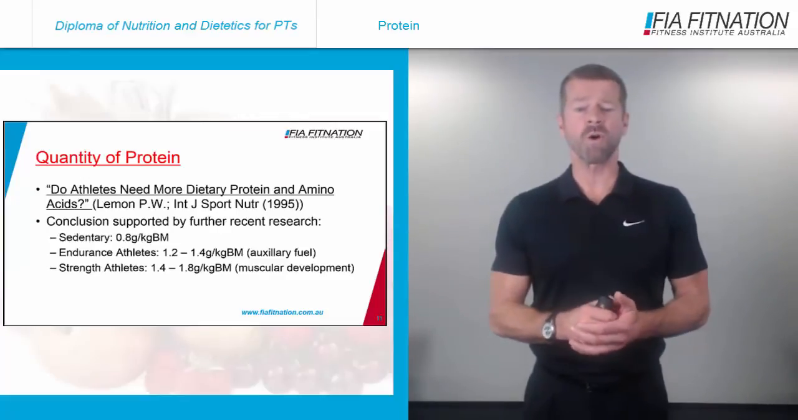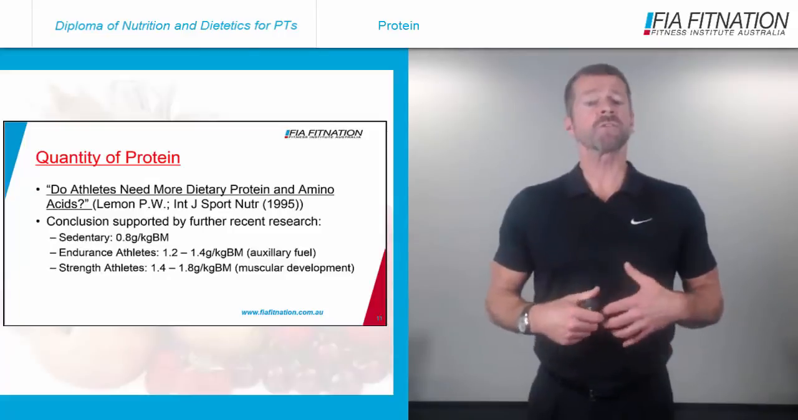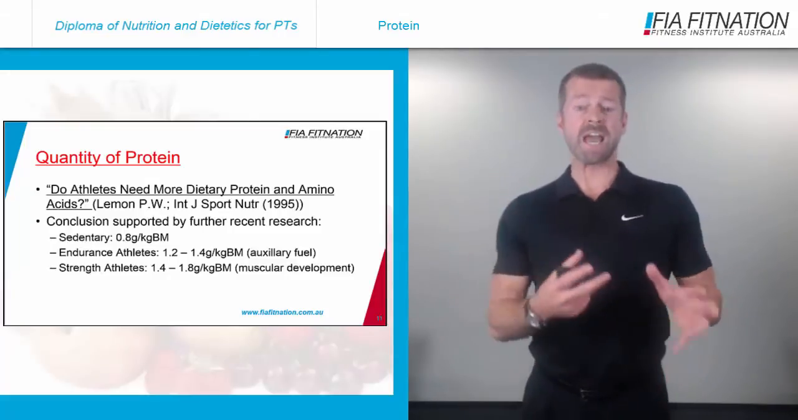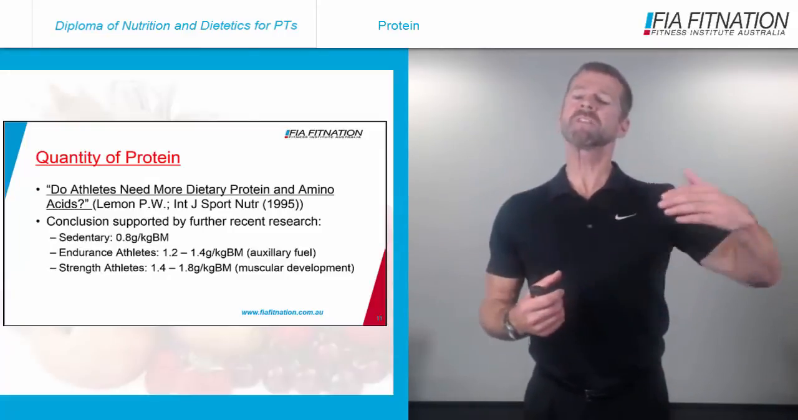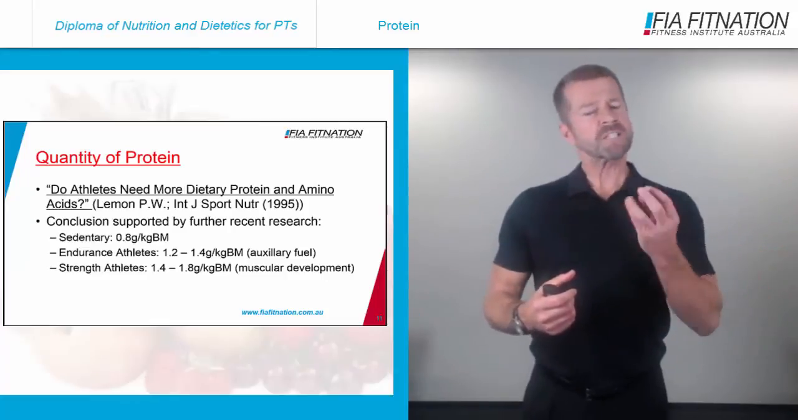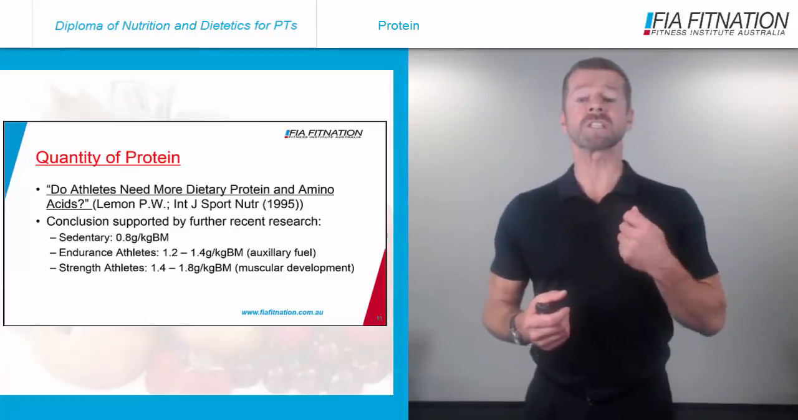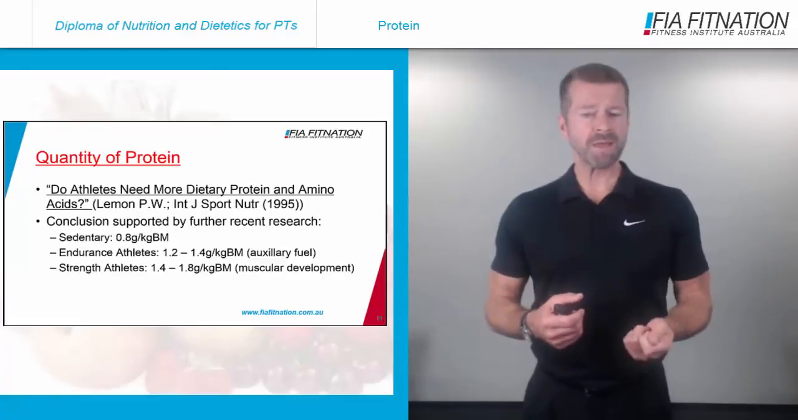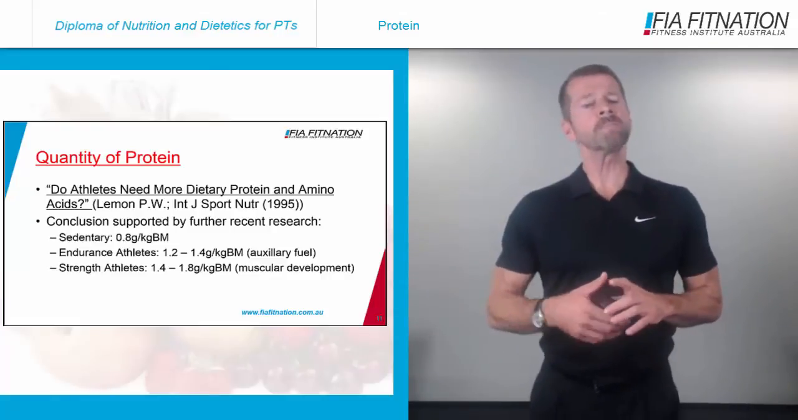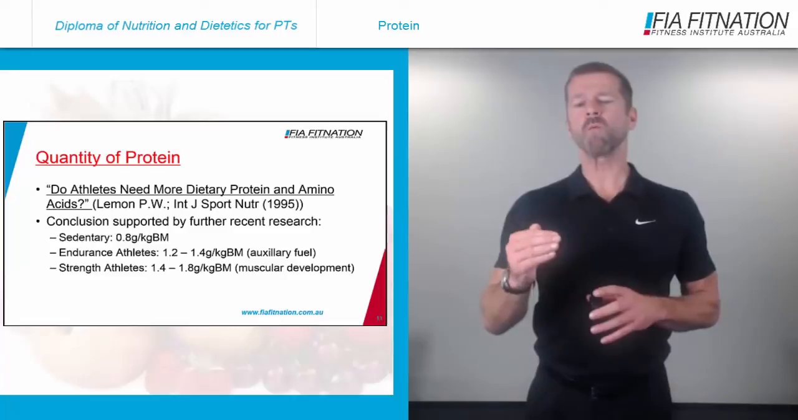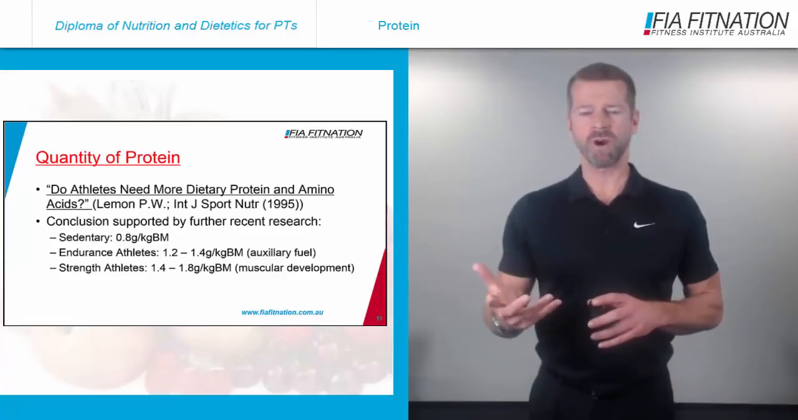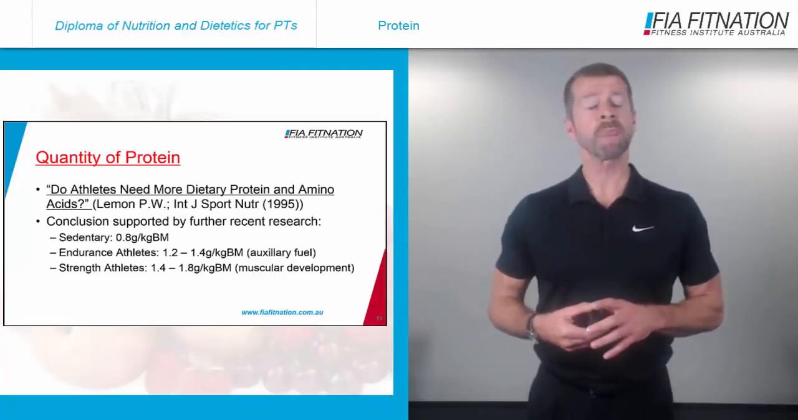And what they found was that with endurance athletes, of course, they had a higher breakdown of muscle tissue, and especially for the ultra endurance athletes, some of that protein was used as an auxiliary fuel. And therefore the recommendation for endurance athletes was more than the sedentary, so up to about 1.2 to 1.4 grams per kilogram body mass per day.